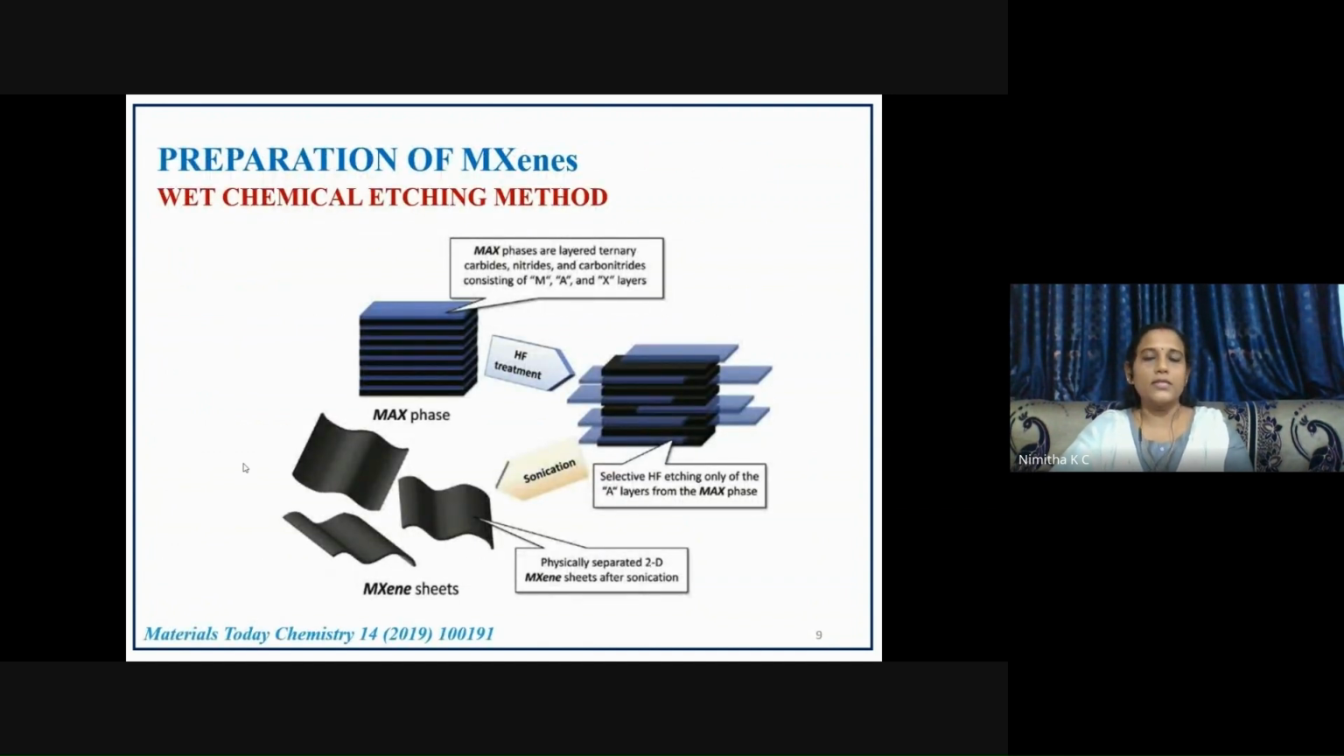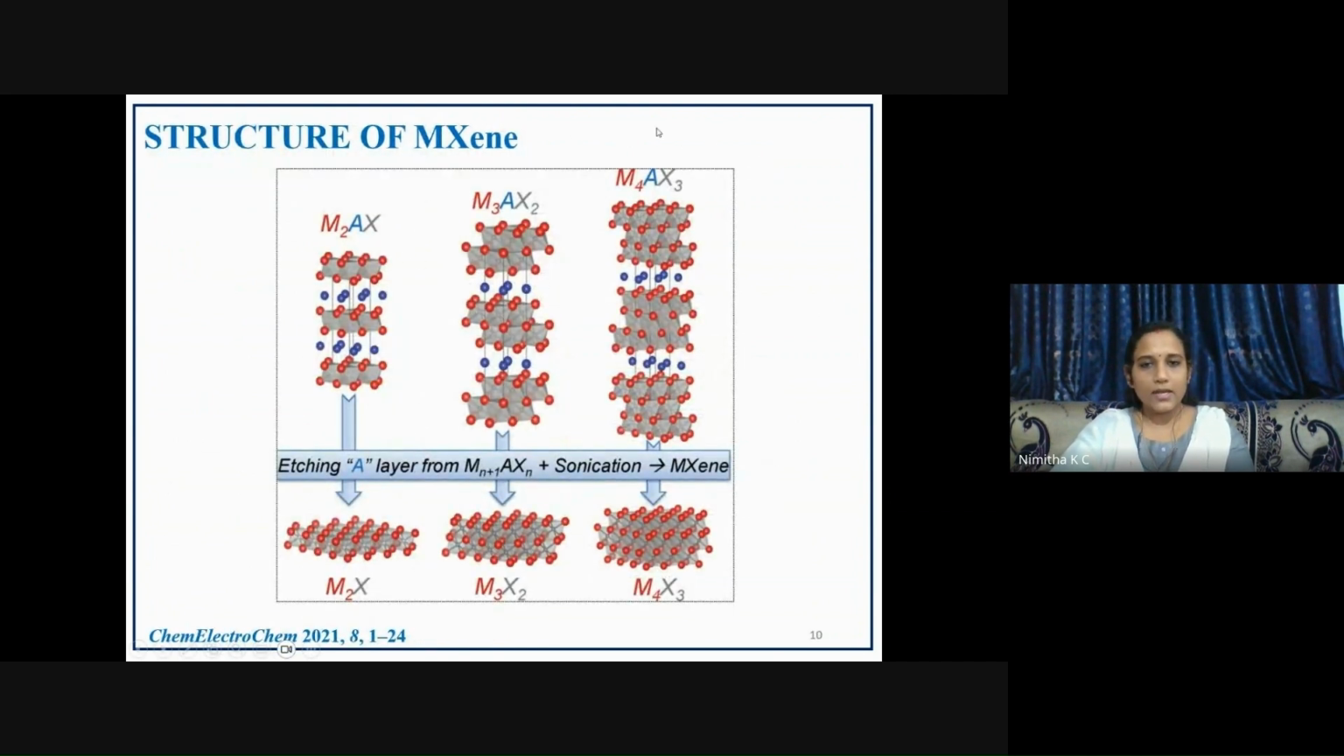This is a symbolic or schematic representation which shows the synthesis of MXene sheets from their corresponding parent MAX phases by the wet chemical etching method. Here we can see that the element A, or the layer which is composed of the element A, is being etched out using the HF. After the HF treatment and after sonication, we can produce MXenes from their corresponding MAX phases. It is another kind of visual representation which shows the etching out of the layer A, which is represented as blue spheres. During the wet chemical etching method, the layer composed of these blue spheres is being etched out to produce the corresponding MXenes.